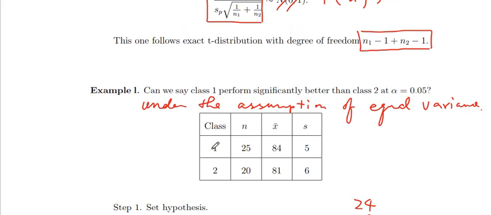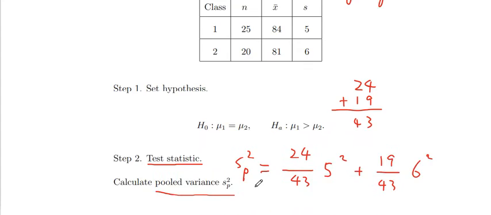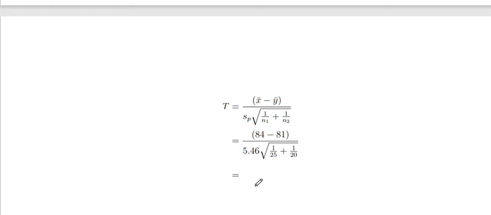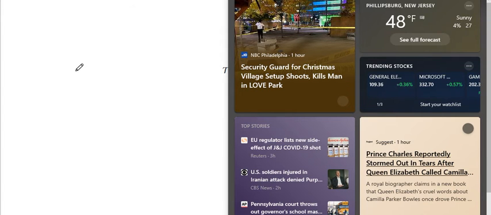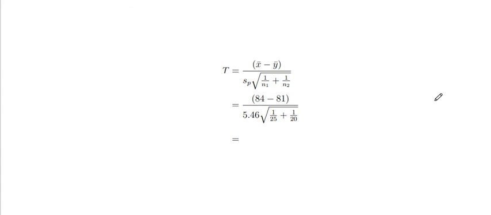Then this is the test statistic. Okay, so let's check the test statistic. So it equals 84 minus 81, then SP is 5.46. And so here 1 over 25, 1 over 20. So here we need a little bit of calculation to find the cut point. Let's see. Okay, so let's do a little bit of calculation.